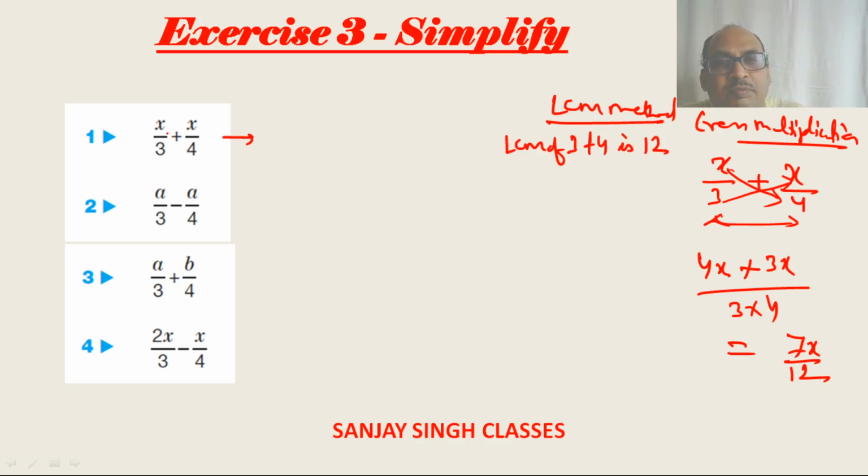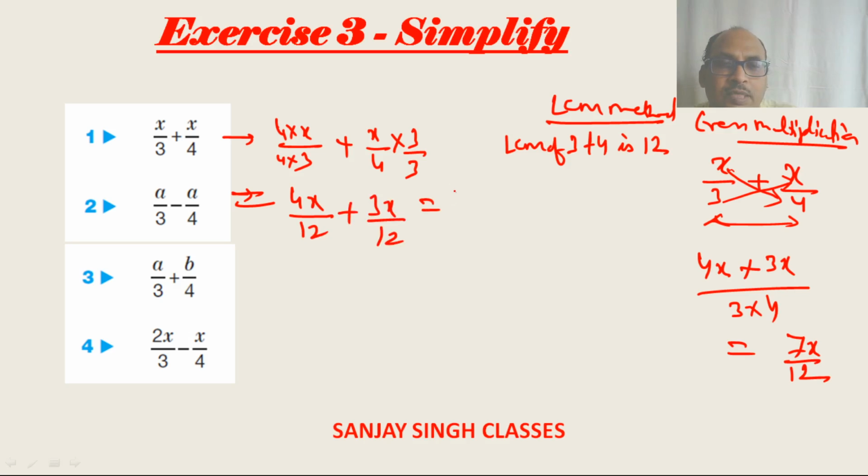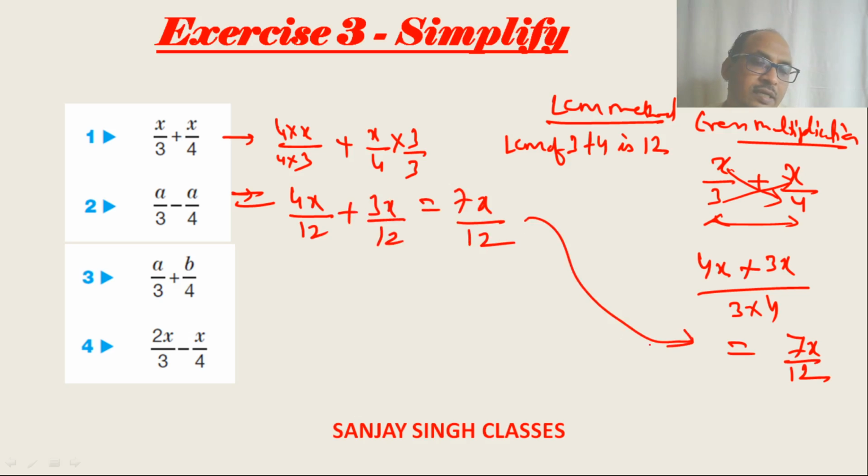So it means this x by 3 we need to multiply with 4, then only in the denominator 12 will come. So 4 into x by 4 into 3, multiplying numerator and denominator by 4. Similarly, this x by 4 has to be multiplied by 3 by 3, so that we can get 12 in the denominator, and then it will be 4x by 12 plus 3x by 12, it will become 7x by 12. So we can see that both answers are the same.